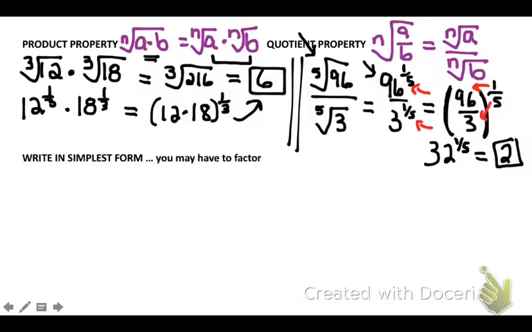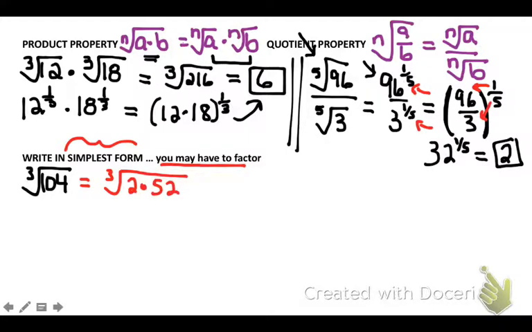So 2 times 2 times 2 times 2 times 2 would get me back to 32. Our directions here say to write in simplest form, and I put a reminder that you may have to factor in this section. So you could use a factor tree or you could list. So I'm going to begin with listing. I know that 2 times 52 is 104, but it's cubed, so we're trying to find the same value 3 times that goes in, that I can take out, that would go into 104.